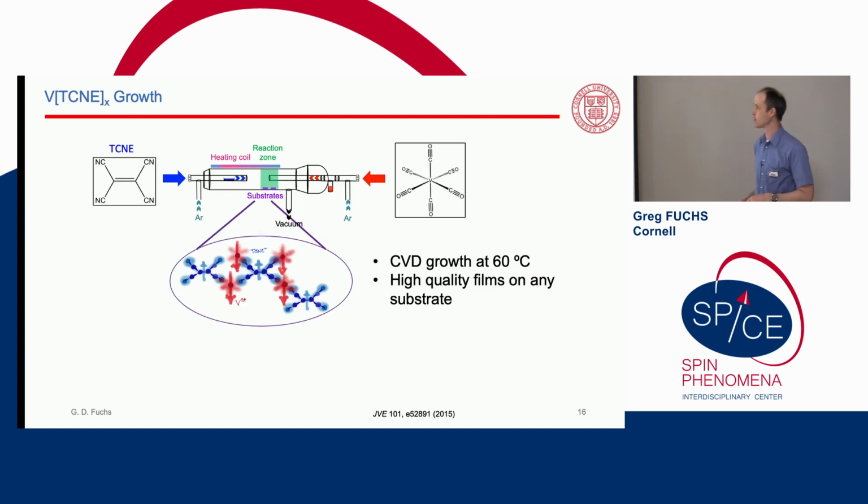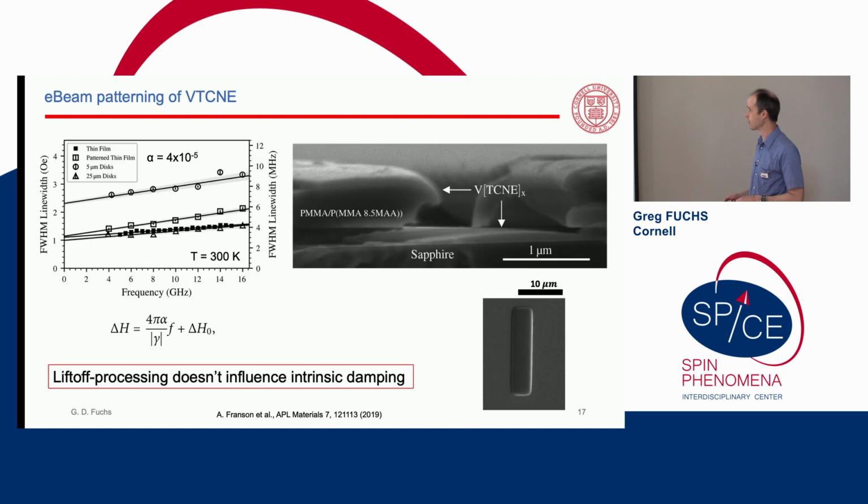The way this material is created is it's grown in a CVD process at only 60 degrees C, which is very interesting, again, for integrating with superconducting materials that are famously not happy about being heated up to high temperature. So this is another nice property of this material.